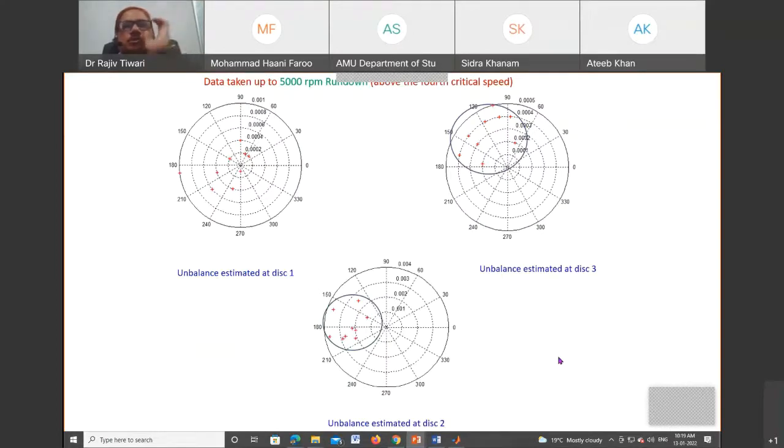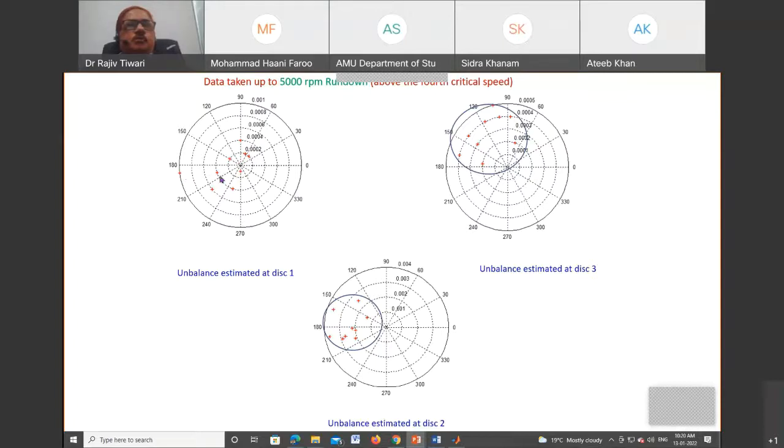So this is a typical 500 RPM run down. So there were four critical speeds. We took around 10 runs, 10 independent runs, and we estimated the unbalance.